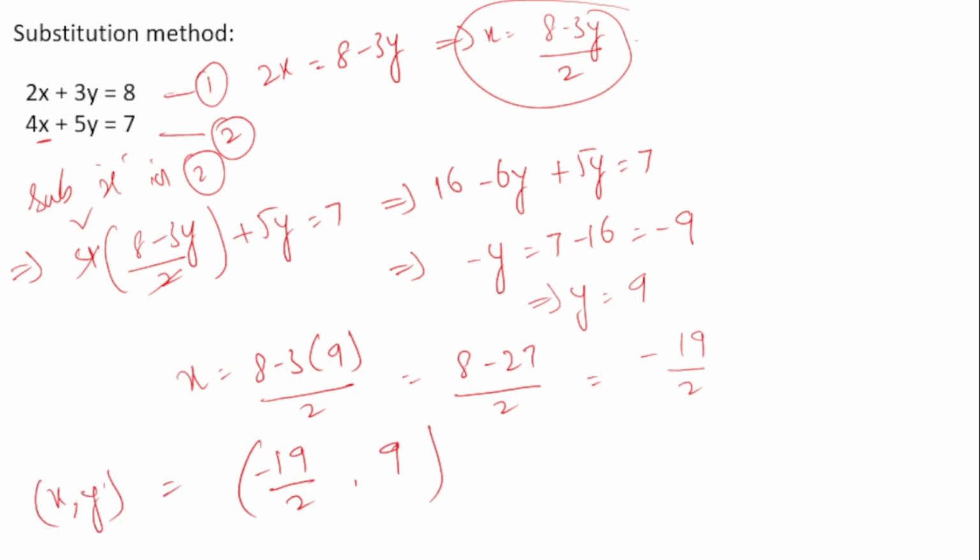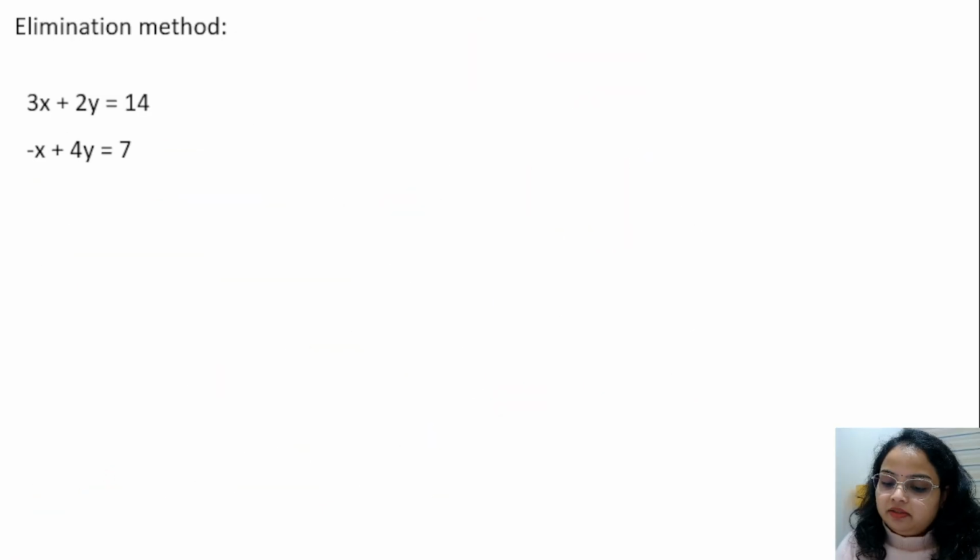These are x and y values. Next one, we have to solve these two equations by using elimination method and we have to find x and y values. Here take the two equations as 1 and 2. We have to either make x coefficient or y coefficient same so that variable can be eliminated.